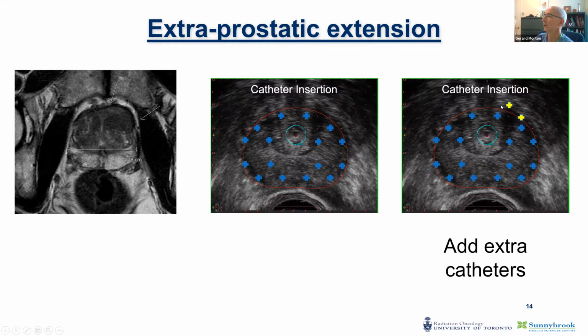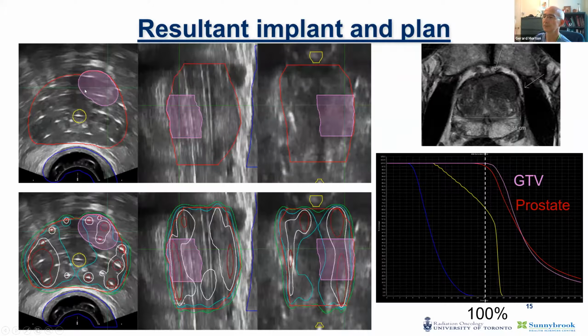So the easy thing to do is to add in some extra catheters where we need, implanting the extraprostatic disease. And just looking at our fusion image here with the GTV outlined, we can quite easily cover the GTV with these extra catheters, paying attention to the GTV in our optimization to ensure that the coverage is good. So the prescription dose was 15 gray, the entire GTV is covered, and the D90 to the GTV would be higher than that of the rest of the prostate.